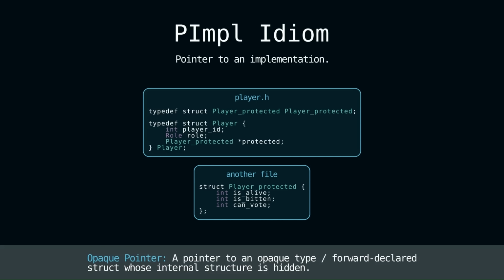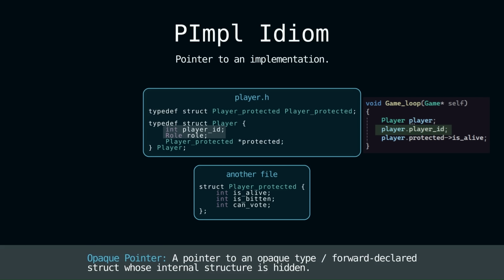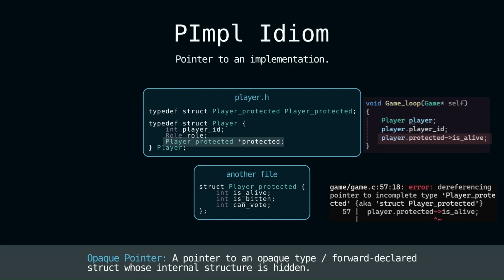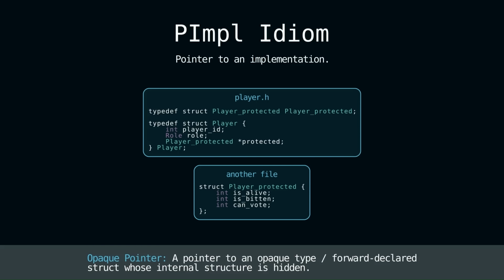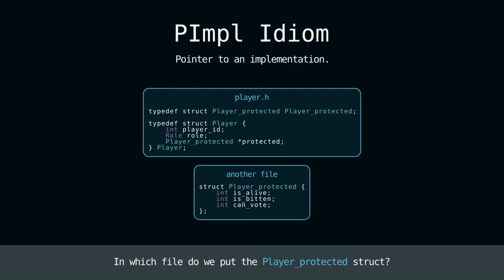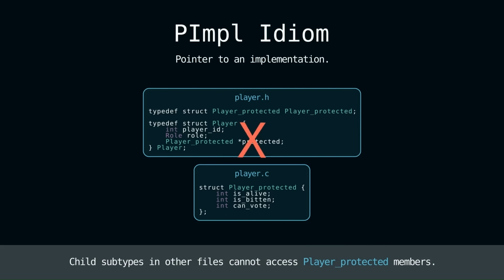Now, other files, including the player.h header file, can access role and player ID within the player type, but it cannot access any member variables inside protected because the player protected structure is defined elsewhere. Essentially, protected is just a handle. The next problem is, where do we actually put the player protected definition that's not inside the player.h public API? Because remember, we don't want everything accessing this. We cannot put it inside player.c because then even the child subtypes in other files cannot access it.